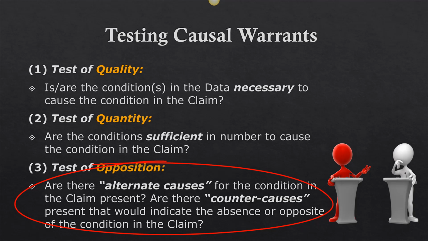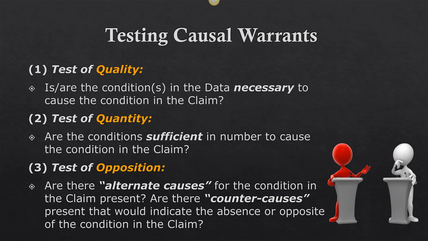At the same time, the test of opposition might also ask about counter causes that would be present, that might indicate the absence or opposite of the condition in the claim. In other words, even if there might be a causal relationship between lax gun control laws and higher levels of gun violence, could there be other things going on in the situation that might mitigate that effect? So in fact, the effect of increased gun violence might not actually be happening.